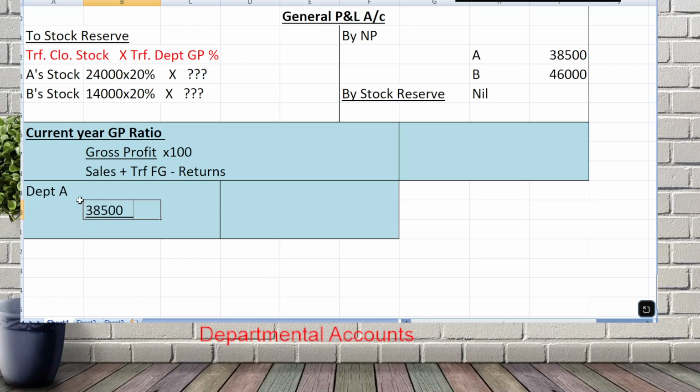38,500 divided by what is the sales of Department A? 1,40,000 plus the A to B transfer. How much has A transferred to B? 40,000 minus the return, meaning B to A returns. Transfer from A to B, returned from B to A minus 1. What is returned from B to A? 10,000.